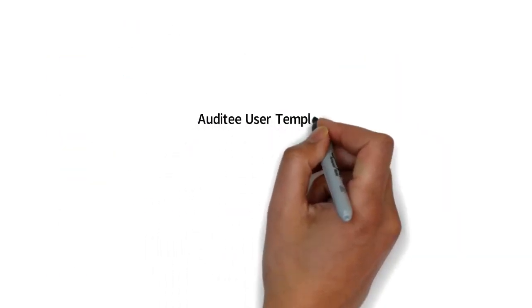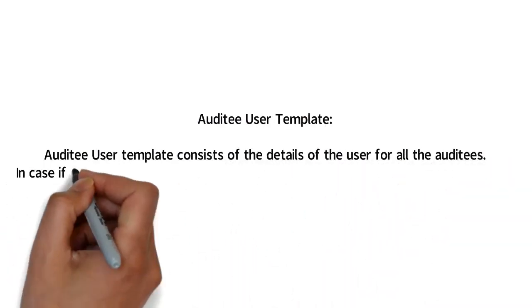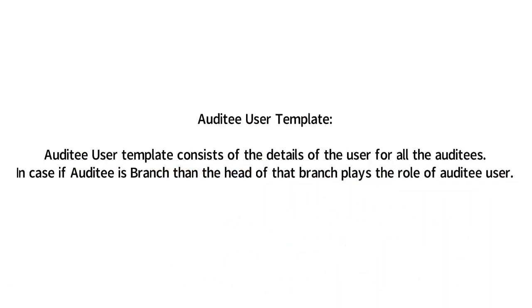Auditee User Template. Auditee User Template consists of the details of the user for all the auditees. In case the auditee is a branch, then the head of that branch plays the role of auditee user. It consists of email ID of the user, first name, last name, phone number, auditee code that has to be referred from auditee template, country, state, city, location, zip code, region, zone, which should be the same as that in cluster/auditee template. Note, without uploading auditee details, auditee user details cannot be uploaded.